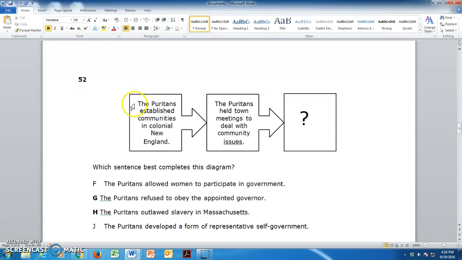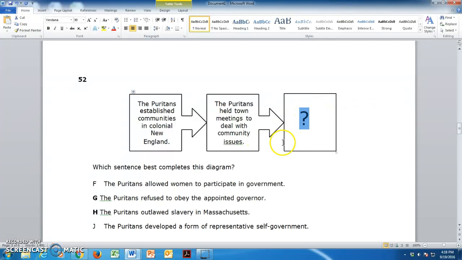But the chart, how does this chart work? Well, this, and then there's an arrow. What do arrows normally mean? It means that it turned into or became or affected this. So this box affects this box, which then affects this box. So the Puritans established communities in colonial New England, which then created the idea or affected this idea that the Puritans held town meetings to deal with community issues, which then blank.